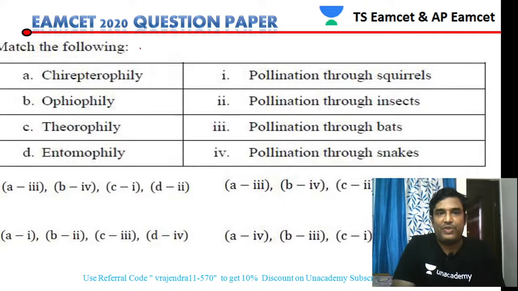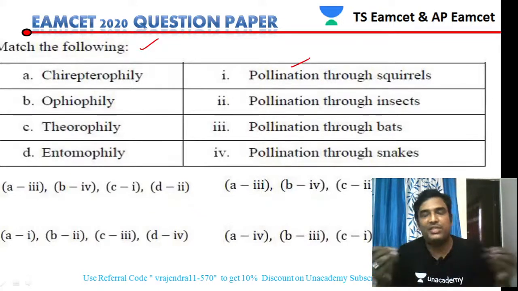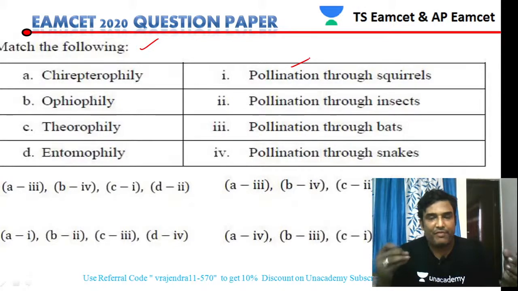So first question for today's class. Match the following, students. If you see the match the following, this is about pollination. This question is asking about the pollination in squirrels, insects, bats and snakes. What type of pollination is it if it is carried out by squirrels, insects, bats and snakes?